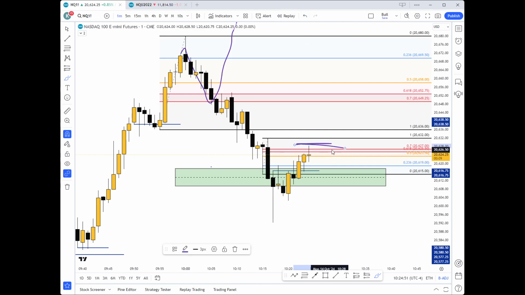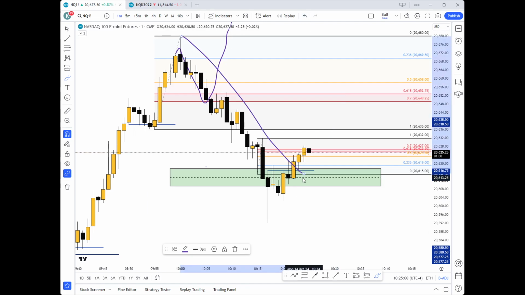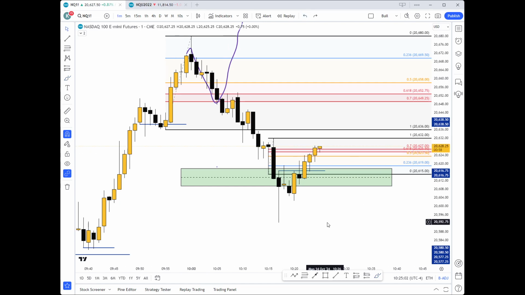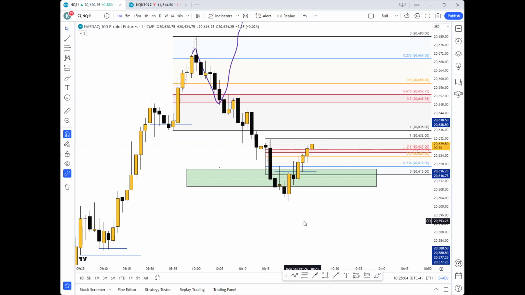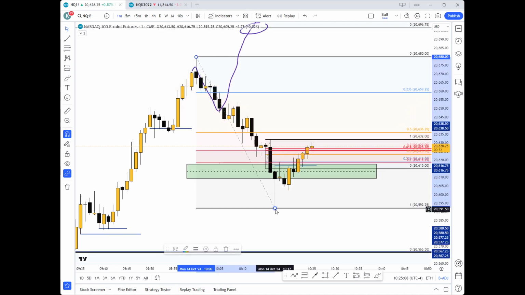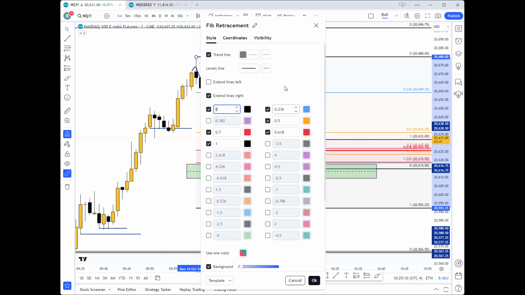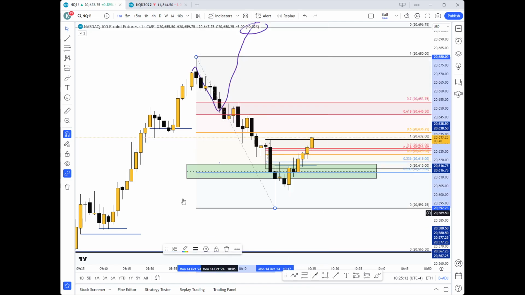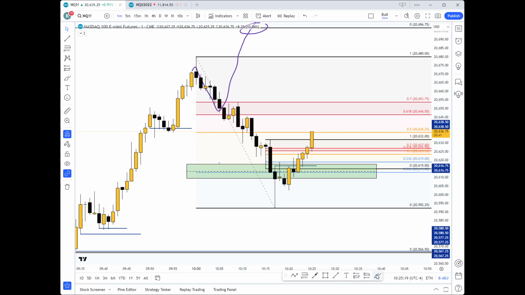If we get a body closure above here, we probably take this high. And I think we might have a little bit of a trade back in before going higher. This looks like it wants to clean up this. Yeah, you certainly could, right? If you've got that there and you've got your area of interest, for sure. Which lines up pretty nicely with the midpoint of this here.